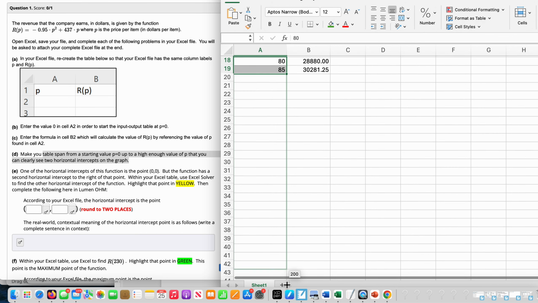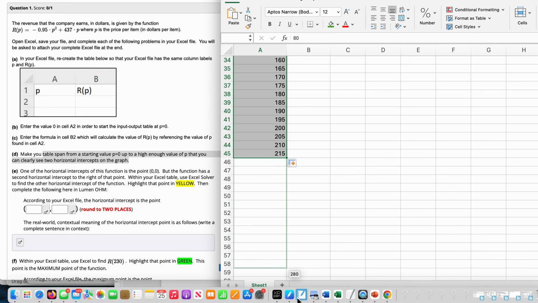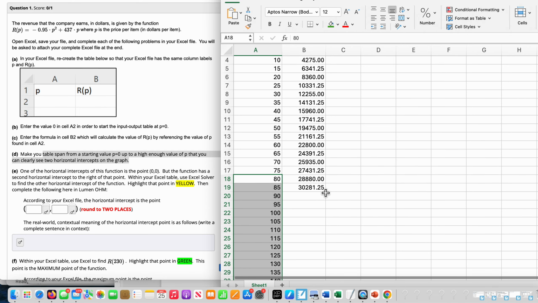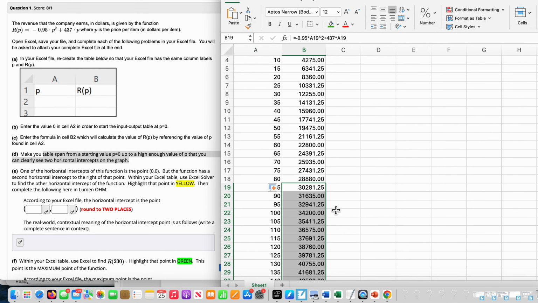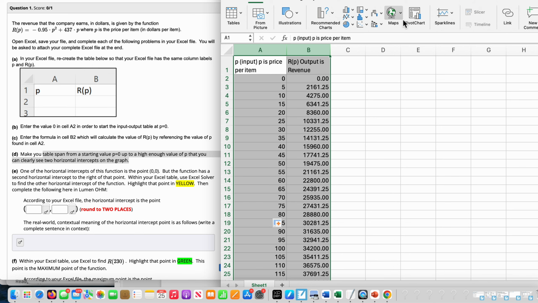I'm going to pull that down. Went down to $215. Let's see what happens when I go down to $445. Let me graph it again. I'm going to select this whole column. I need to select both column A and B. When I have a graph, the horizontal axis is represented by the inputs. The vertical axis is represented by the outputs. So if I want to graph this thing, I want to include both price and revenue. So let's see, insert.